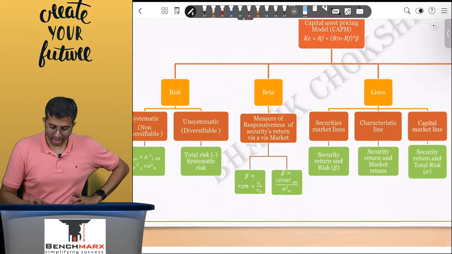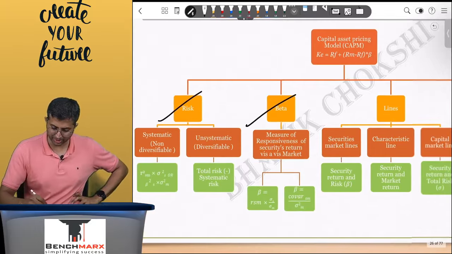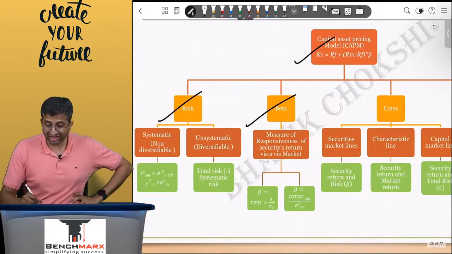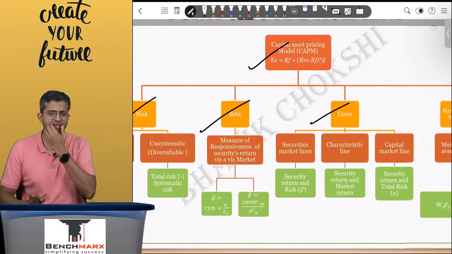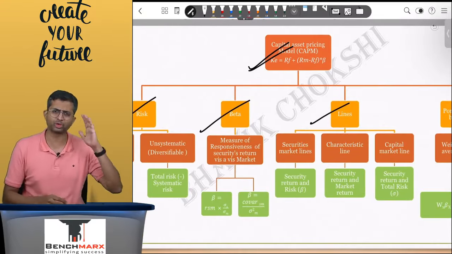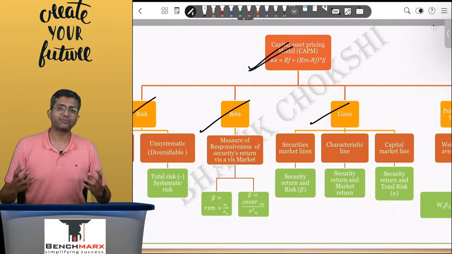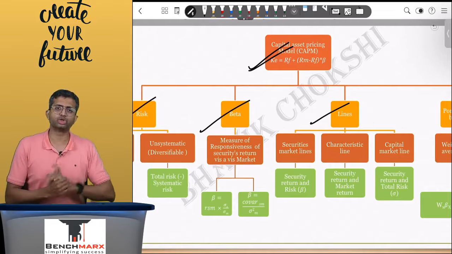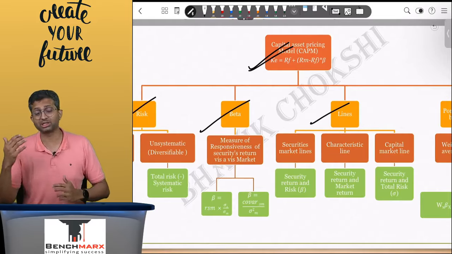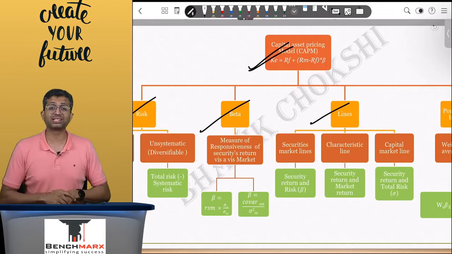Okay, now that takes care of systematic and unsystematic risk. It takes care of beta, CAPM. Then there are a few lines. There can be something called the securities market line, which is a graphical presentation of CAPM, where you have return on one side and beta, that is systematic risk, on the other side. You can have the capital market line, where you have the return on one side and the standard deviation on the other side. And you can also have something called the characteristic line.